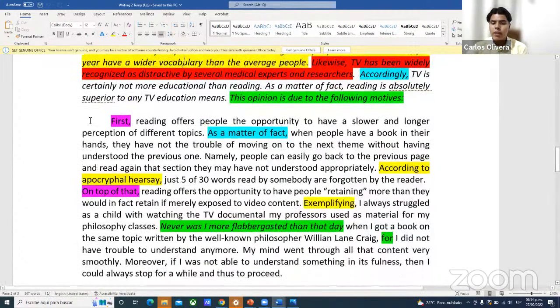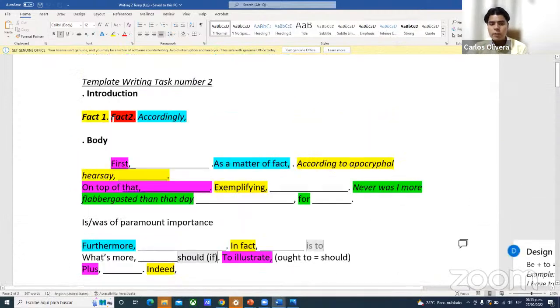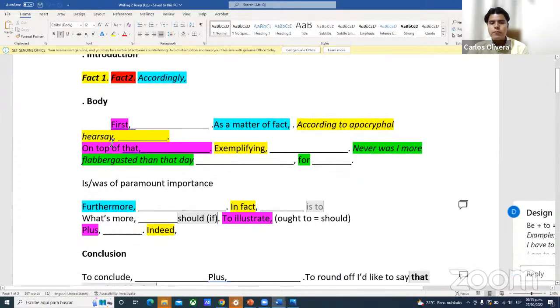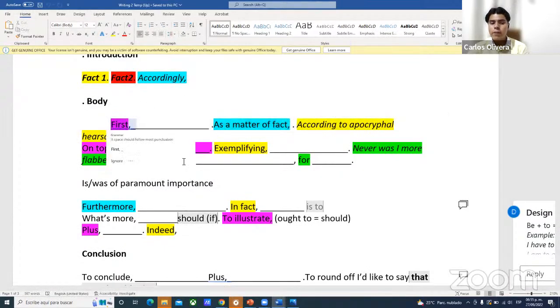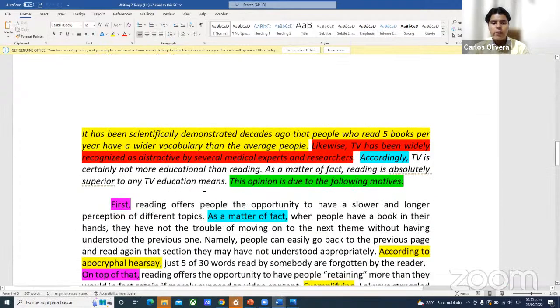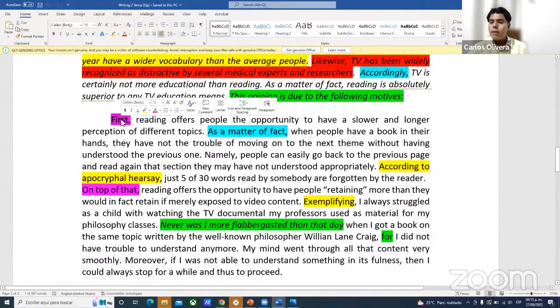So here you have your introduction. What is your body? Your body is super simple. Let me show you. As you can see, the structure is this one. First, as a matter of fact. When you write first, look at how I do it here. Writing first means that you're about to say your first argument, because you have more than one argument in your essay to defend your position. So as I say, dear Shirley, please follow the structure.